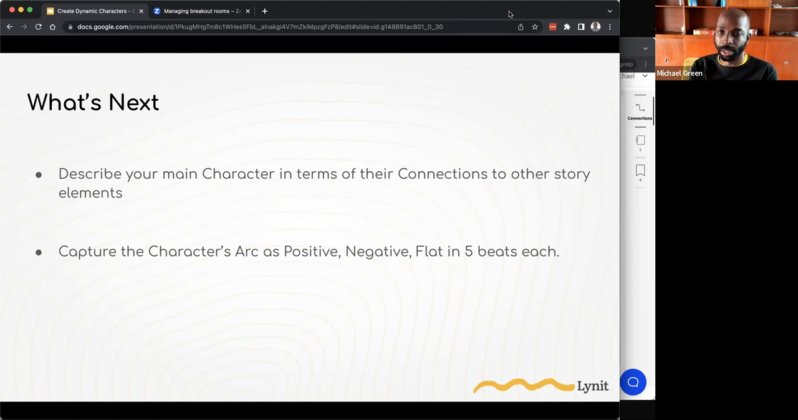So to leave you with something you can work on your own is to describe your main character. I did switch around some things of the workshop, and we did some of these throughout. I know there's a way to do it at the end, but to describe your main character in terms of their connections to other story elements, right? So, capture those structural components of the needs, the stakes, the challenges, the development type, right?